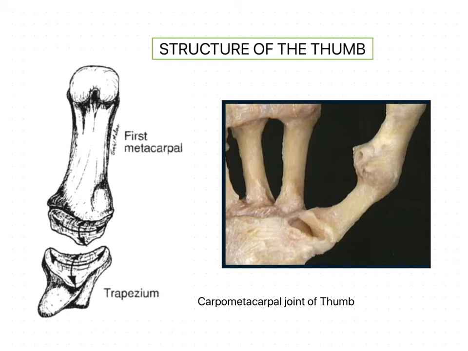Dear students, welcome back. In the previous session, we have discussed the intrinsic muscles, that is lumbricals and interossei, and their role on MCP joints as well as the IP joints.